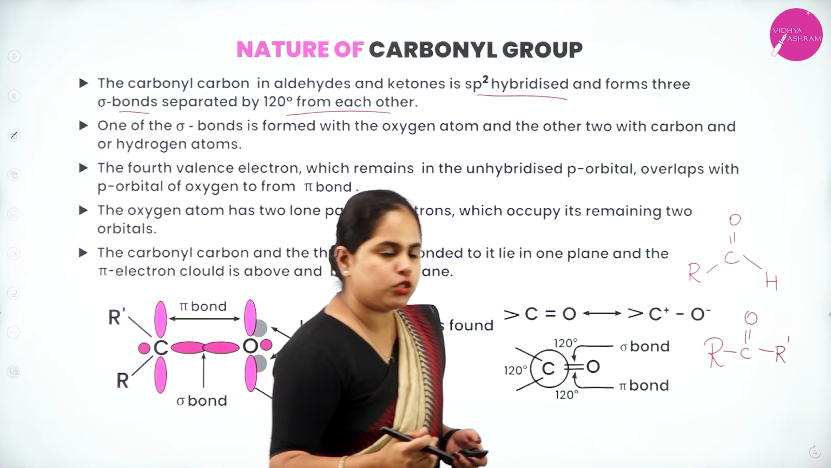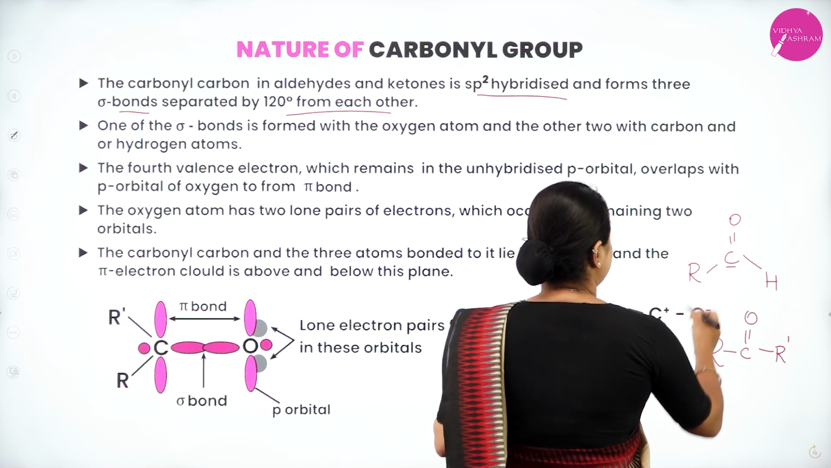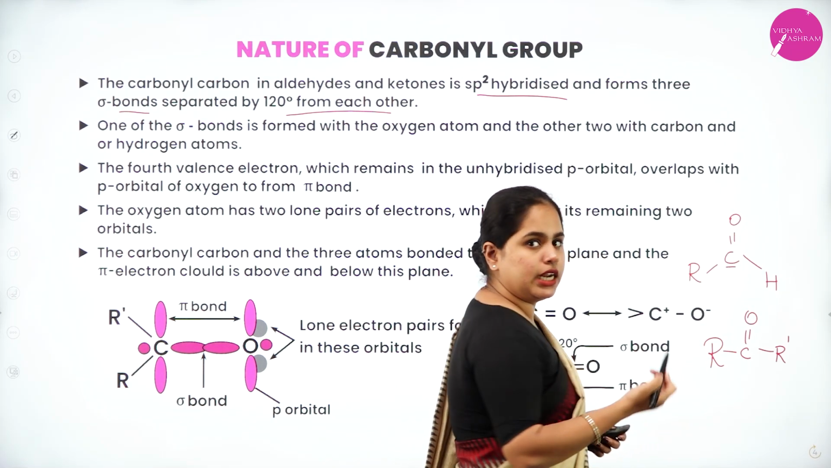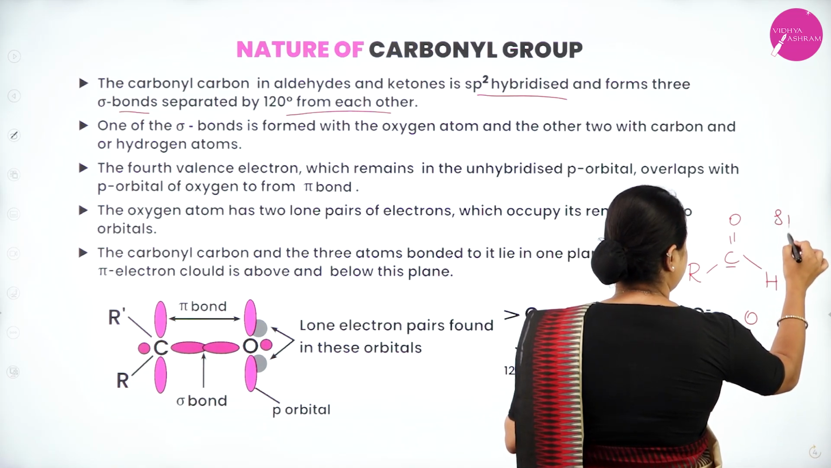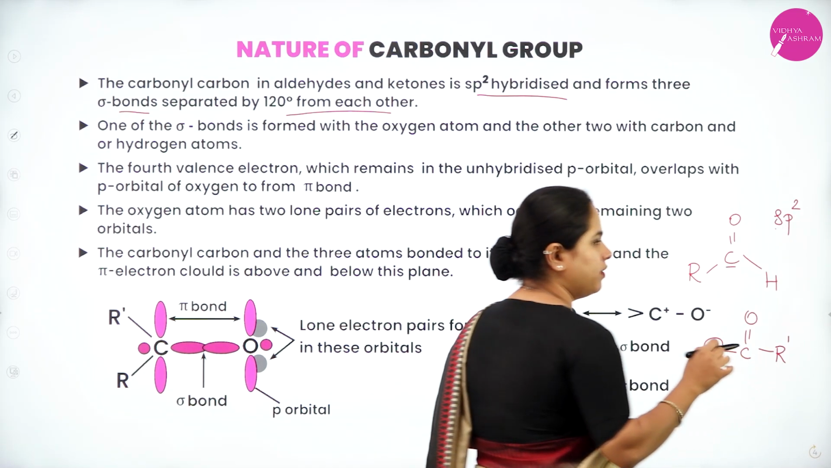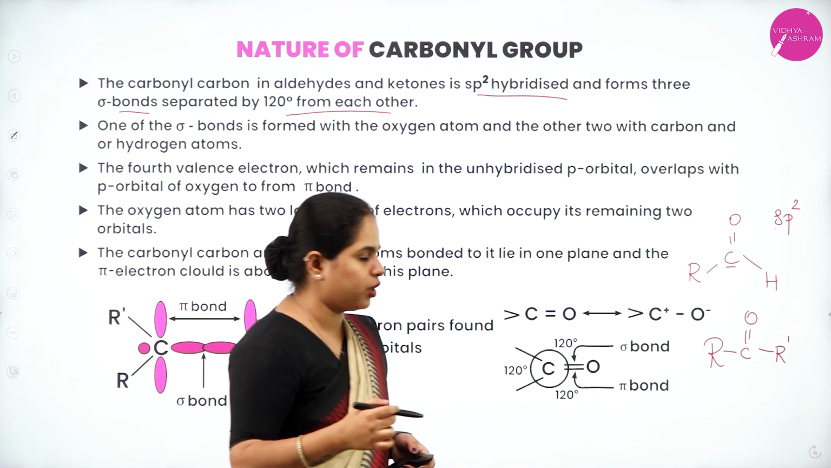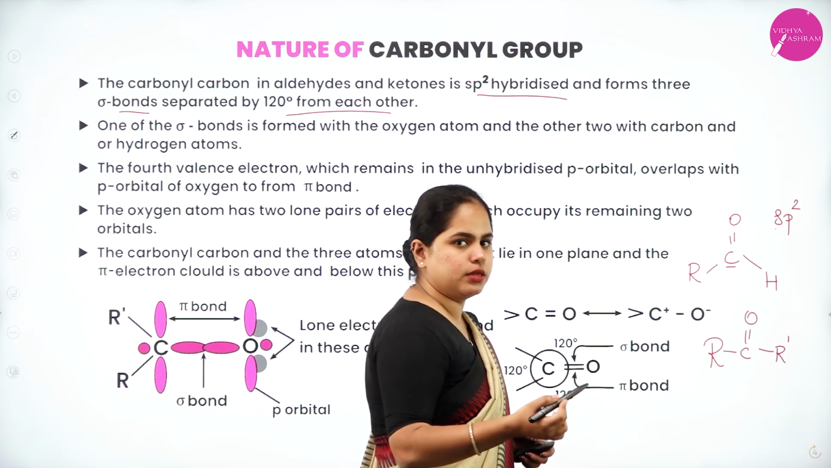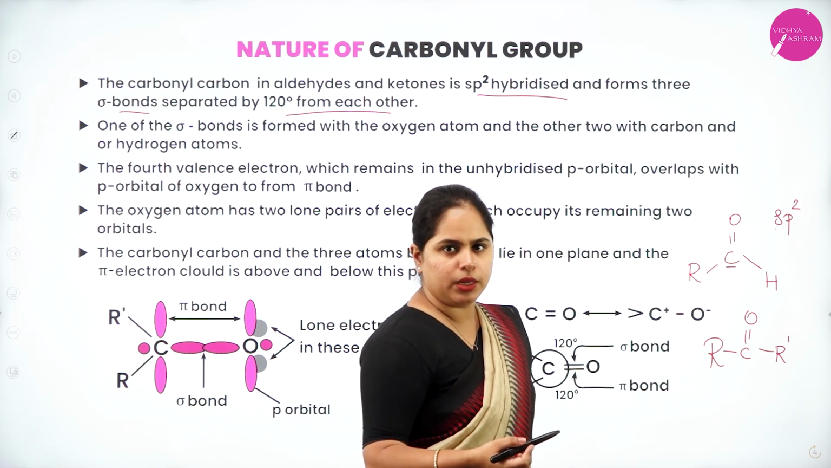Now, why is it sp2 hybridized? This carbon atom, which is the carbonyl carbon, is further attached to 1, 2, 3 other atoms. So it is sp2. That is 1s and 2p will give you sp2. So like this, you can remember. So here also, it is further attached to 3 other atoms. So this is also sp2 hybridized.